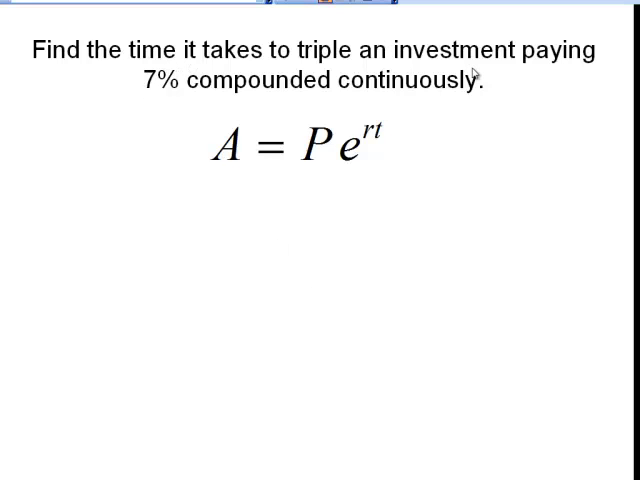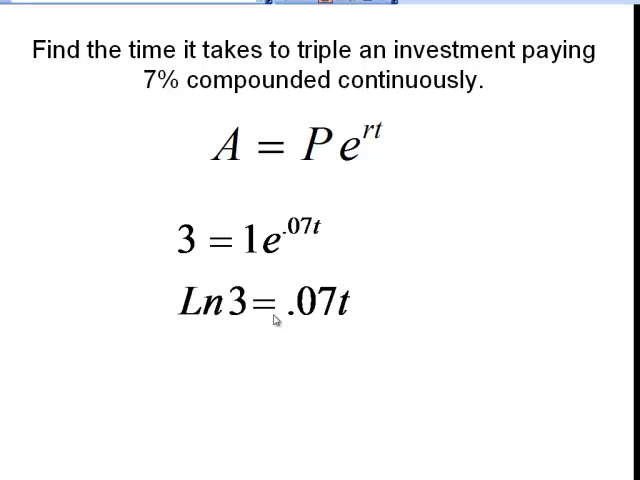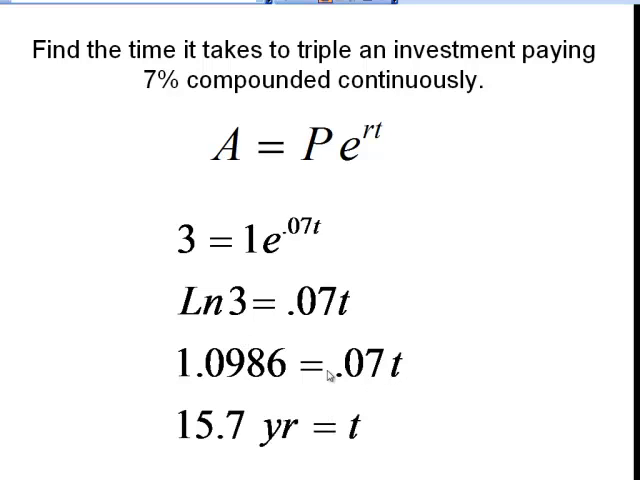Tripling an investment, continuous compounding. Well, here's our formula we've used. It wants to triple it. So your ending amount and your starting amount, this is going to be 3 and 1, or any way you want to do it, 5 and 15, it doesn't matter. I use 3 and 1 because that's tripling it. And again, rewrite it, log base e, ln 3 equals 0.07t. Convert this into a decimal and divide by 0.07, and it's about 15.7 years.